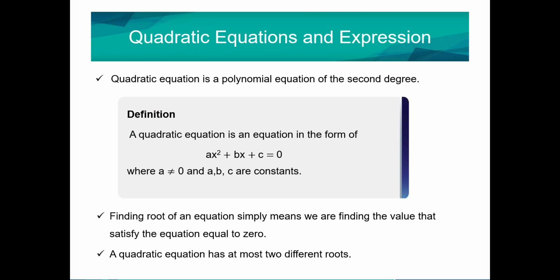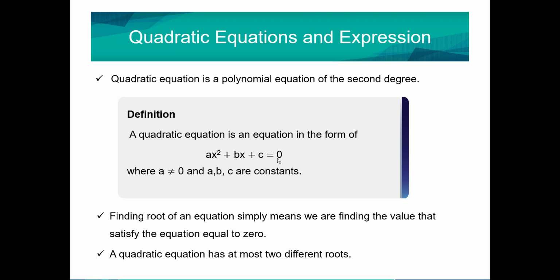So let's continue the second subtopic of chapter 2, which is the quadratic equations and expression. A quadratic equation is a polynomial equation of the second degree. So that means your equation having the highest power of 2. A quadratic equation is in the form of ax squared plus bx plus c equal to 0.